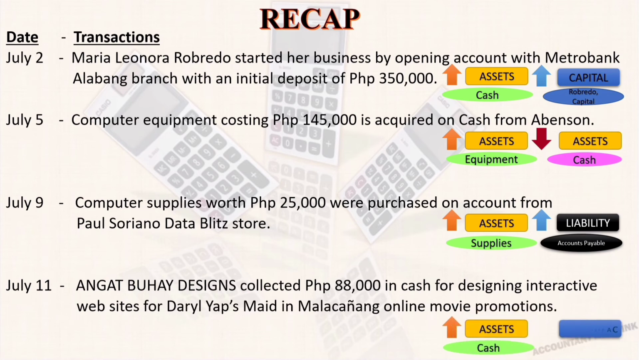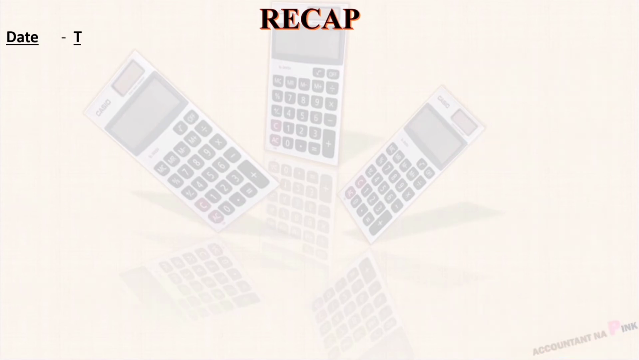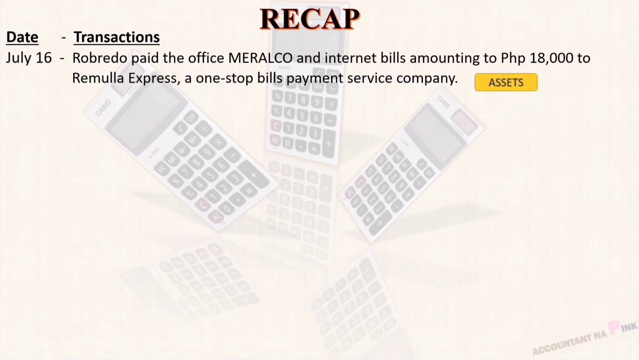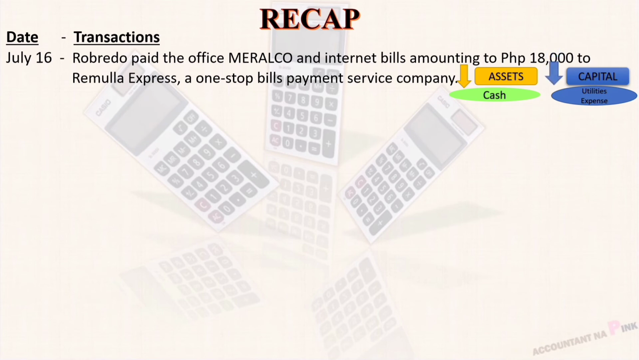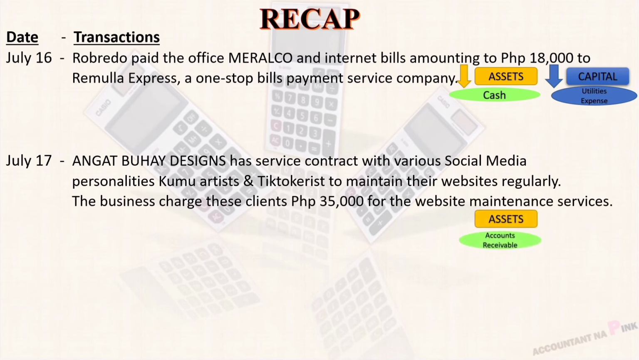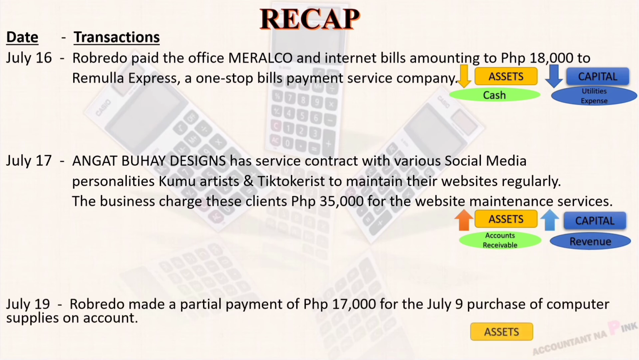Next, July 11, collection of 88,000 for designing interactive websites. So assets increase and also capital increase because of the revenue. Next transaction is July 16. Robredo paid the utilities, 18,000. So there's a payment of cash, so assets decrease. And also, since this is our utilities expenses, this will also decrease the capital. July 17, Angat Buhay Designs a service contract. So meaning there is a revenue, but there is no collection. So assets will still increase by the accounts receivable, while capital will also increase because of the revenue.